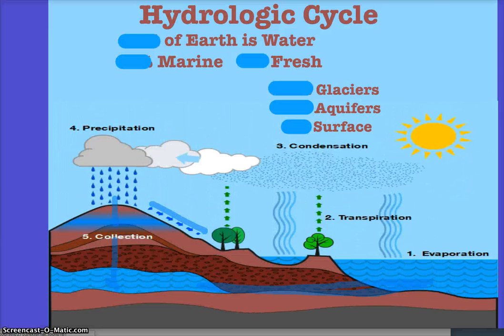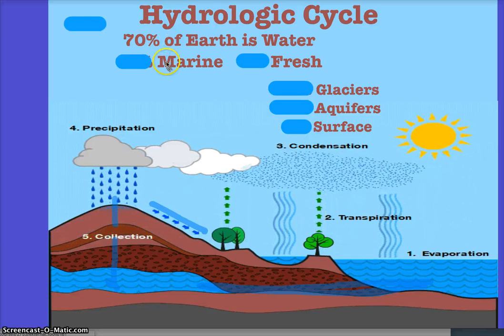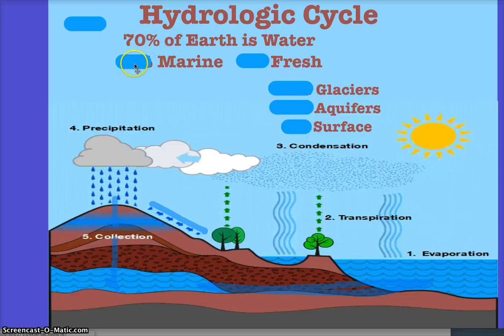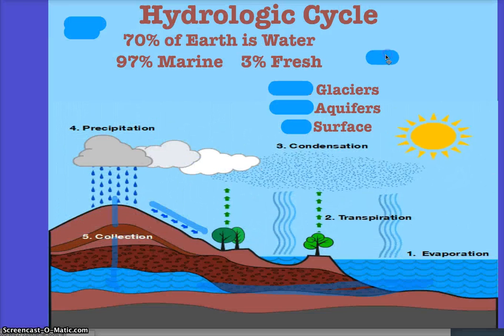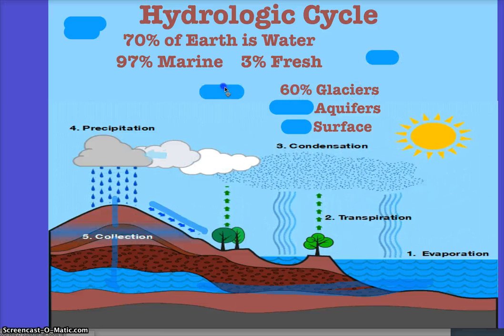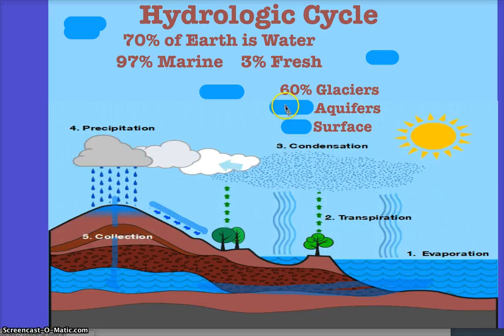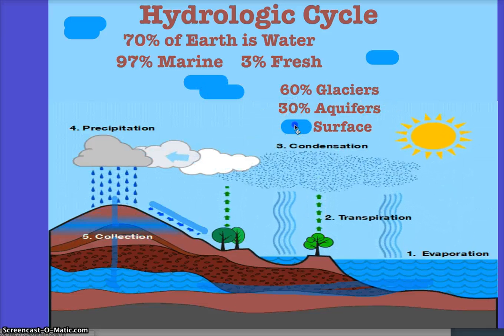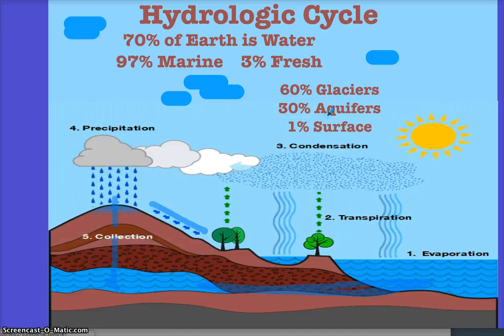Now, how much of Earth is water? 70. Also review. So we're doing a distribution of water review. How much is marine? 97. Fresh? How much of that fresh is trapped? About 60, right? Trapped, I mean glaciers. Aquifers, not trapped, but hard to tap, about 30. And then the easily accessible is less than 1%. And I know this doesn't add up to 100. It's an average, okay? There are no exact numbers.